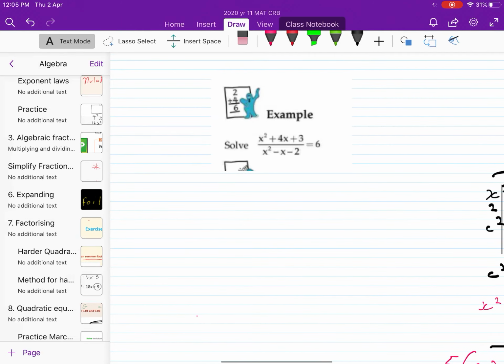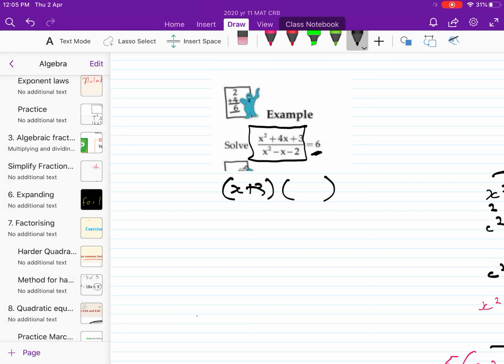Okay, so this one's quite hard initially, because I've got this to deal with, this whole number 6. But initially, you can see why we learn to simplify first, because this thing on the left-hand side, all of this can be simplified, right? So I can factor the x squared plus the 4x plus 3. So let's just do that first.